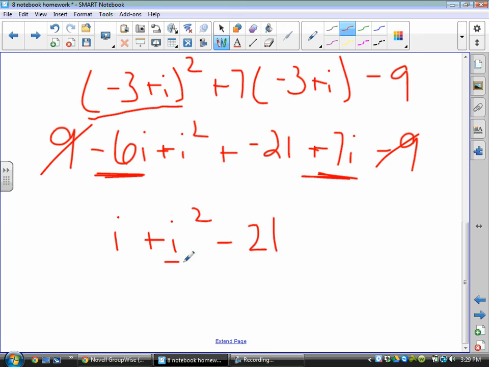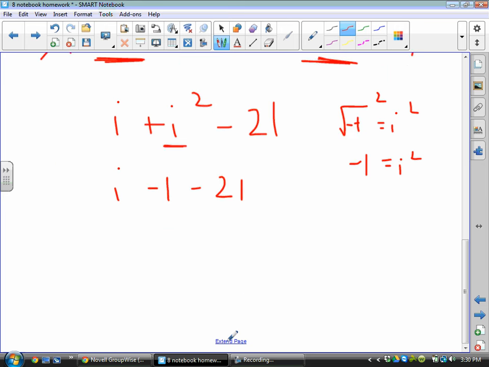Now we know that this i squared, we said square root of -1 equals i, and I squared both of them. That really gives me -1 is what i squared is worth. So I'm going to replace that with -1. Okay? So I'm really going to have, for my answer, -22 plus an i. Plus the imaginary number right there.